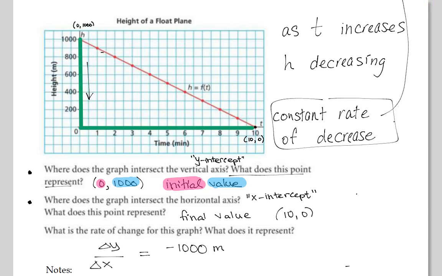Make sure when you are calculating the rate of change that you include the units. So we lost 1,000 meters, and that took us 10 minutes. So all you have to do is punch that ratio into your calculator. Negative 1,000 divided by 10. I can't believe I used a calculator for that. And we got minus 100 meters per minute.